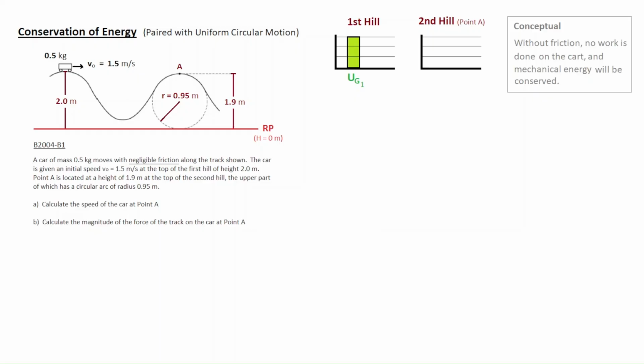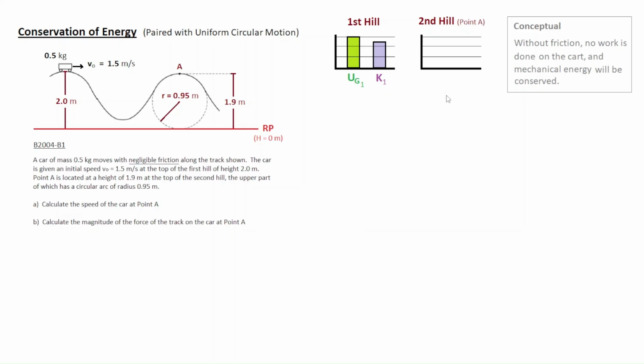So looking at our first hill, we certainly have a height above that reference, 2 meters is given. So there is a gravitational potential energy stored in the cart. It has the potential to fall downward, and this bar will represent how much gravitational energy we're dealing with. This is also a moving cart. It has an initial velocity of 1.5 meters per second. Kinetic energy is related to motion, so we have a certain amount of kinetic energy here in this first graph as well.